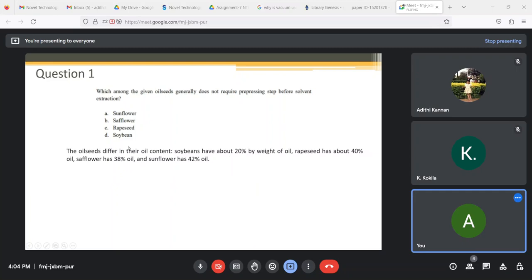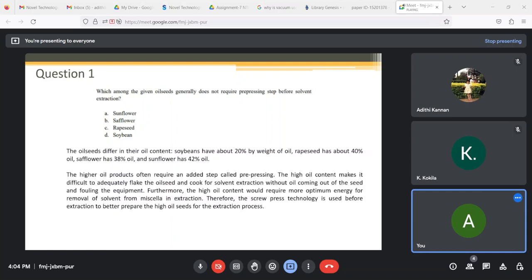As you can see, among all these four options, soybeans are the only oil seeds that have very little oil content. So among these four, it is the soybeans that do not require a pre-pressing step. Whatever oil is present in those seeds can be directly extracted via solvent extraction. Whereas the other seeds, since they have very high oil content, require a previous step known as pre-pressing, and then we go for solvent extraction.